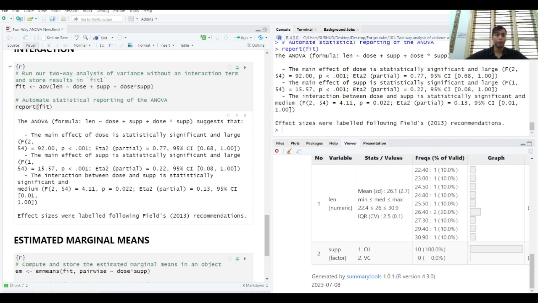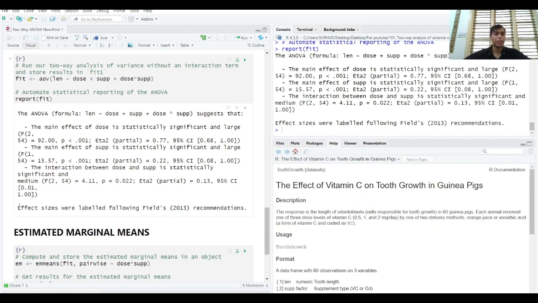Here we can see that the main effect of dose is statistically significant and large. That means, as we saw, that as the dose increased, the mean tooth length also increased. The main effect of the type of delivery supplement is also statistically significant and large. So these large effect sizes are based on these eta squared, partial eta squared effect sizes, and these are labeled using Field's recommendations from 2013.